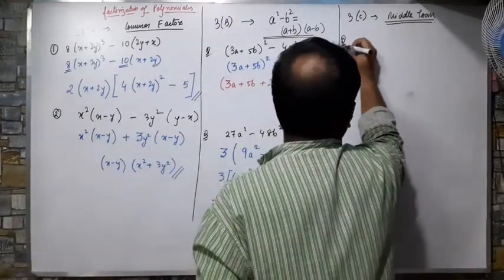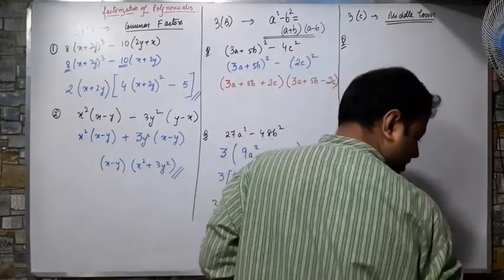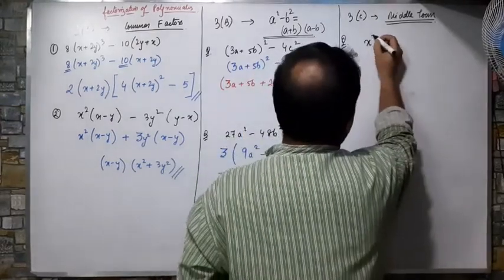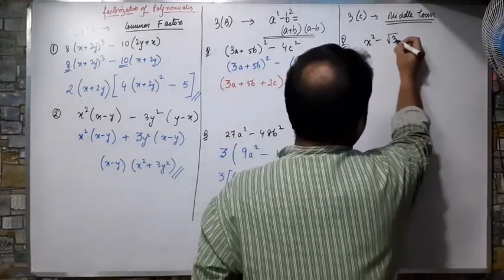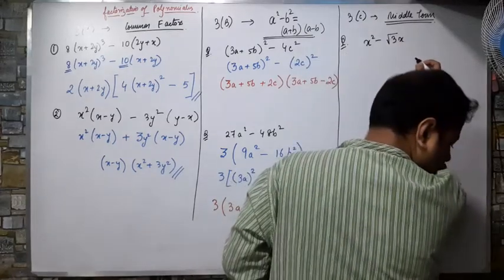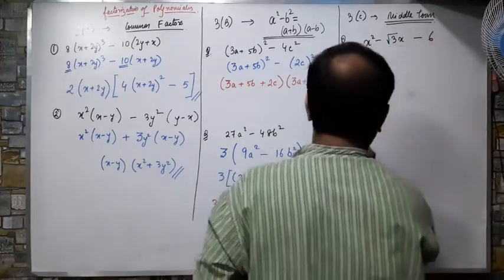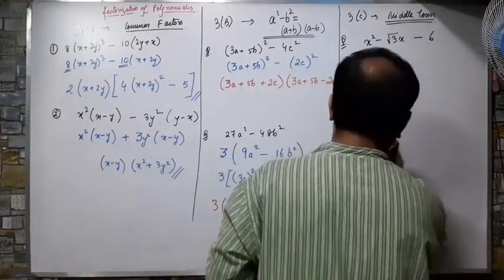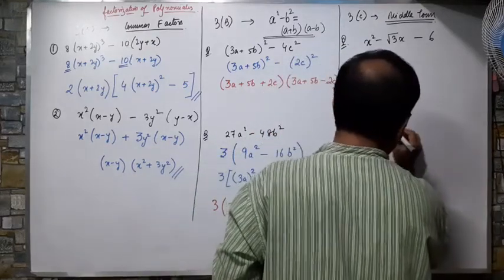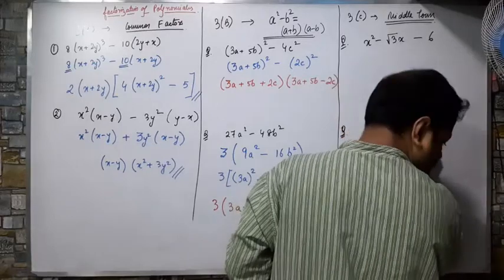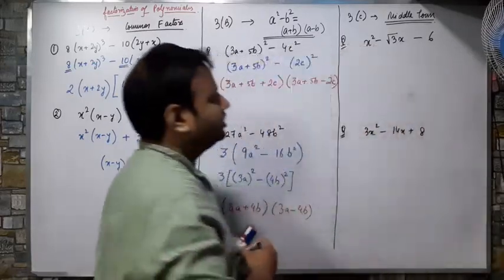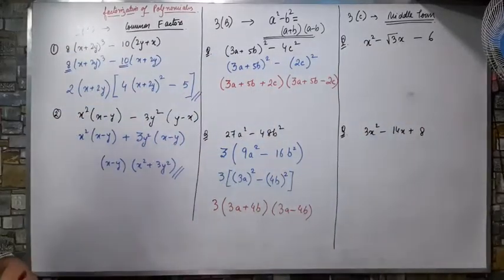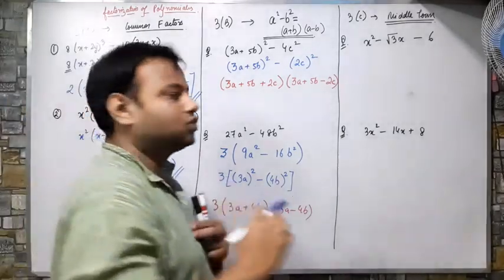So what is the first question of middle term factorization? Let us see. The first question is x square minus root 3x minus 6. And the second one is 3x square minus 14x plus 8. So these are the two questions. Now how do I have to solve them?